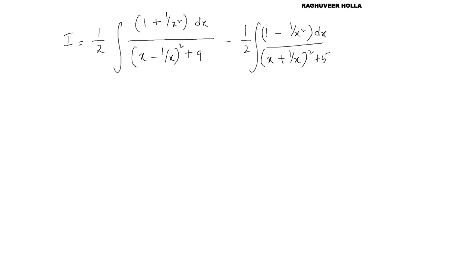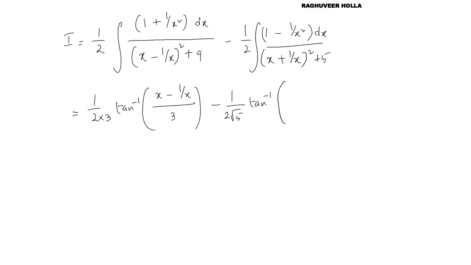Now further, this is 1 by 2 multiplied into 3 in the denominator, tan inverse (x minus 1 by x) by 3, minus 1 by 2 root 5 tan inverse (x plus 1 by x) by root 5, and this is plus C. So this is the solution. So we'll see one more problem.